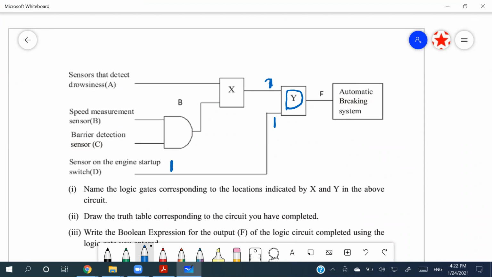Right? If 0 comes here, there should be no problem in here. That means 0 should come from this side and 0 should come from here too. Right? So that is how this OR gate works. But before this, there should be a NOT gate, because drowsiness is indicated by 0. So when 0 comes from here, only then does it produce 1 here.